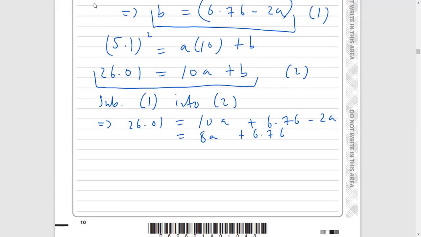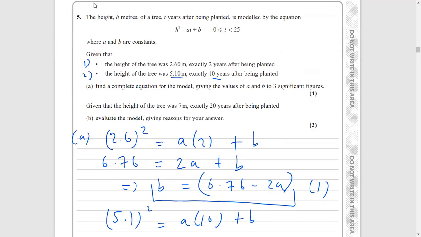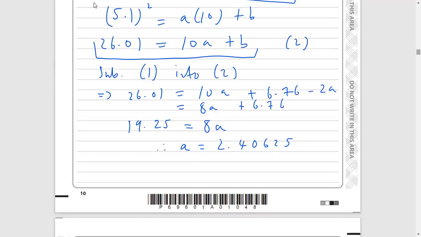So 26.01 take away 6.76 will give us 19.25, and that's equal to 8a. So therefore a is going to be equal to that number divided by 8, and when you do that, you will get 2.40625. So to 3 significant figures. The question wants us to give the values of a and b to three significant figures.